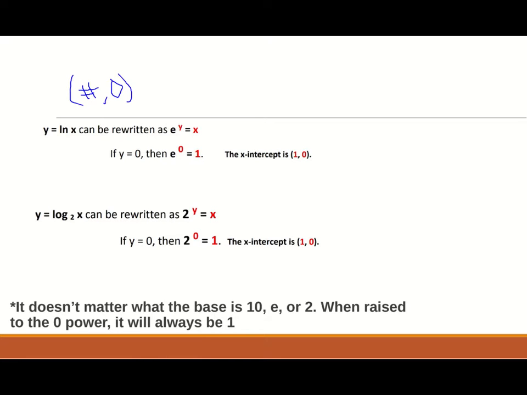And the same thing would go with y equals log base 2 of x. We could rewrite it as 2 to the y equals x. And once again, we know that the y value has to be 0, so we replace that y value with a 0. And we would have 2 to the power of 0, and we know that 2 to the power of 0 is 1. So our x value is 1. So it really doesn't matter what your base is. Anything raised to the 0 power will always be 1. So each one of those has the same exact x-intercept, 1, 0.